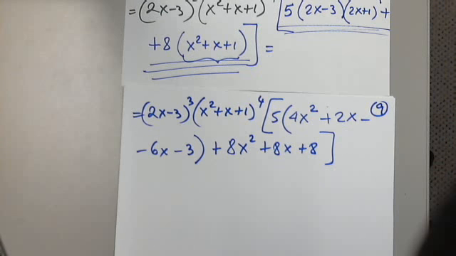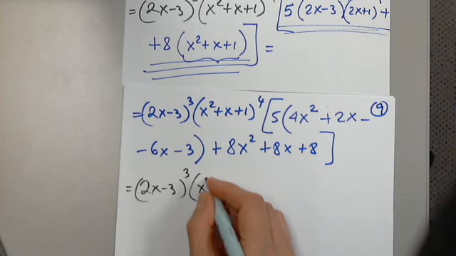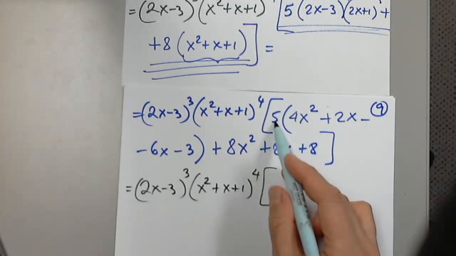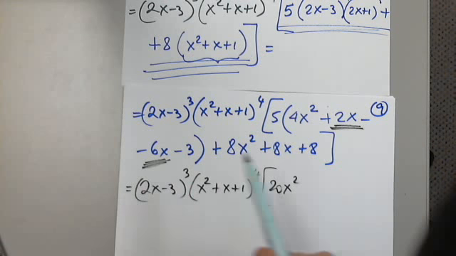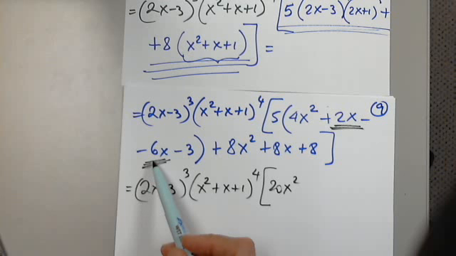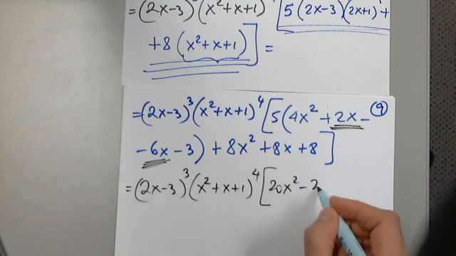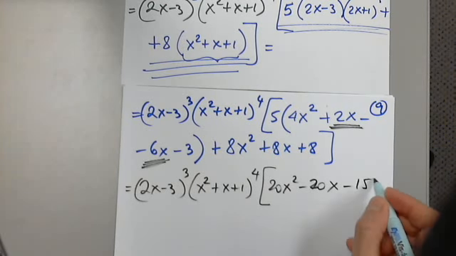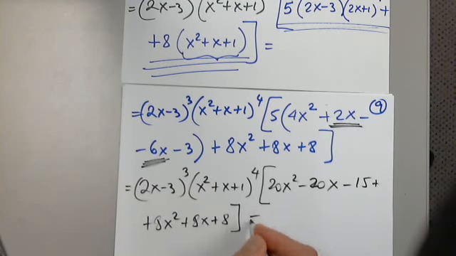I distribute the 5. So 2x minus 3, everything cubed, and x squared plus x plus 1 to the 4th. 5 times 4x squared is 20x squared. I like to combine these two before I distribute. How much is 2x minus 6x? Negative 4x multiplied by 5. Very good. Negative 20x. And how much is 5 times negative 3? Plus, and I copy the rest, 8x squared plus 8x plus 8, and close the bracket.